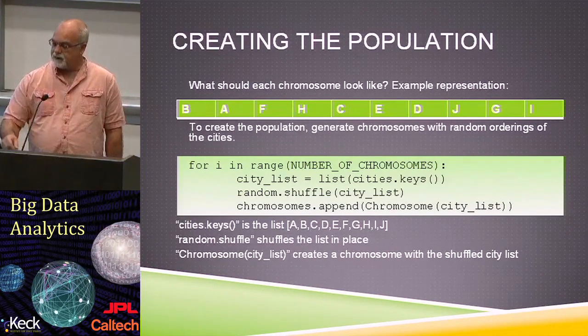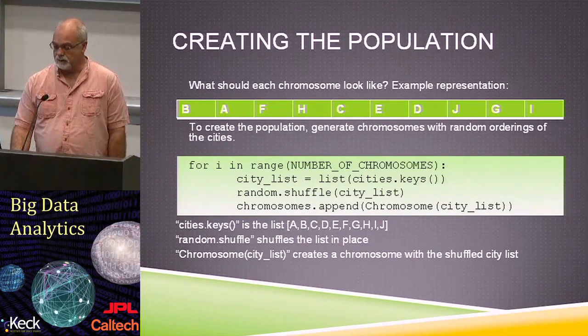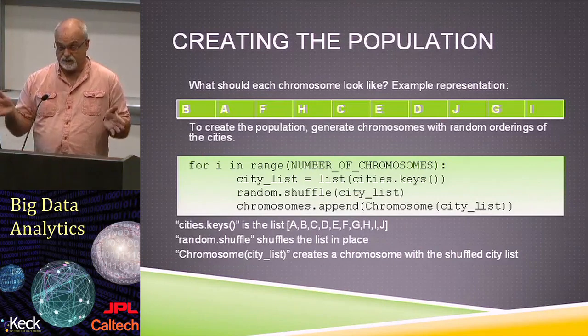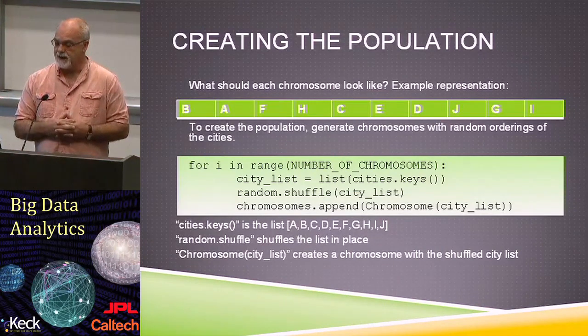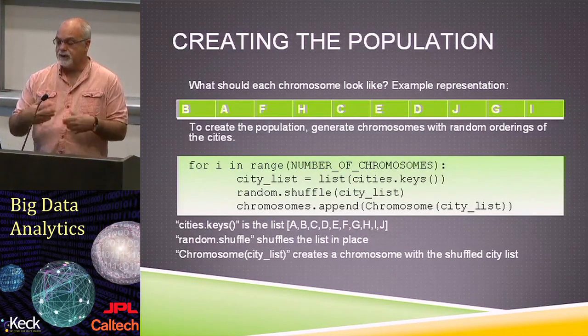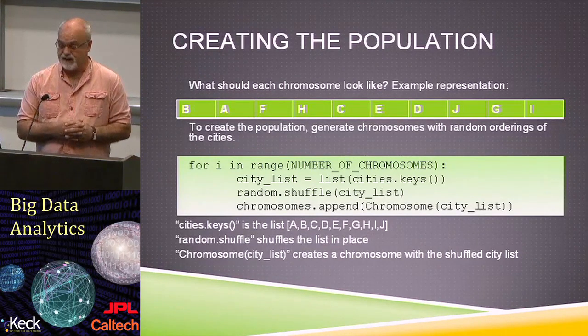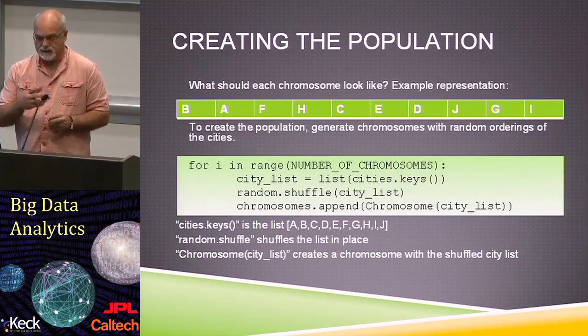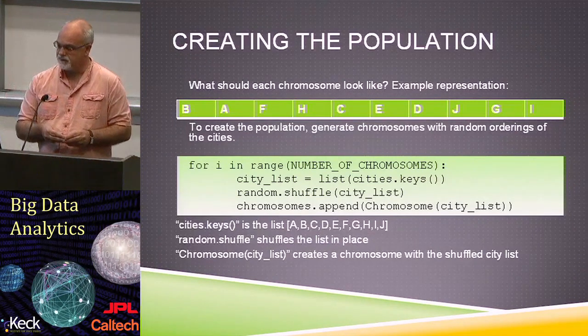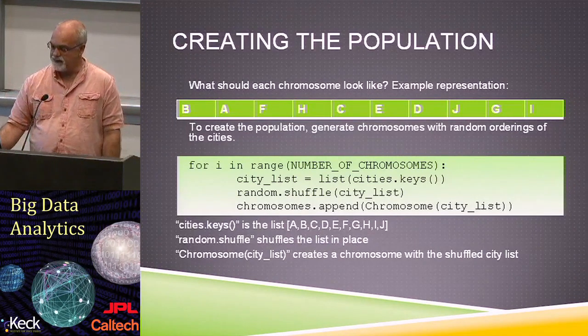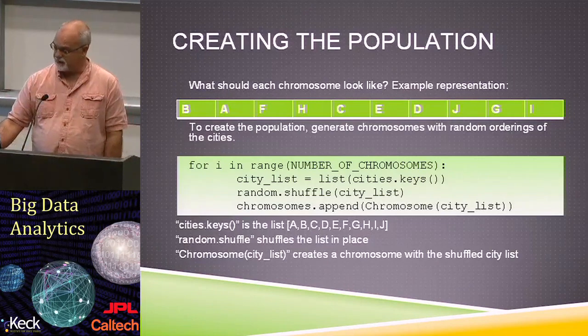Here we have a little bit of code which basically makes a random shuffle of the ordered cities, so A through J, and it creates a chromosome with that randomly shuffled set. And it keeps on doing that until it's got the number of chromosomes we want in our population. And we'll talk a little bit in some further slides about how many chromosomes we want to generate like that.